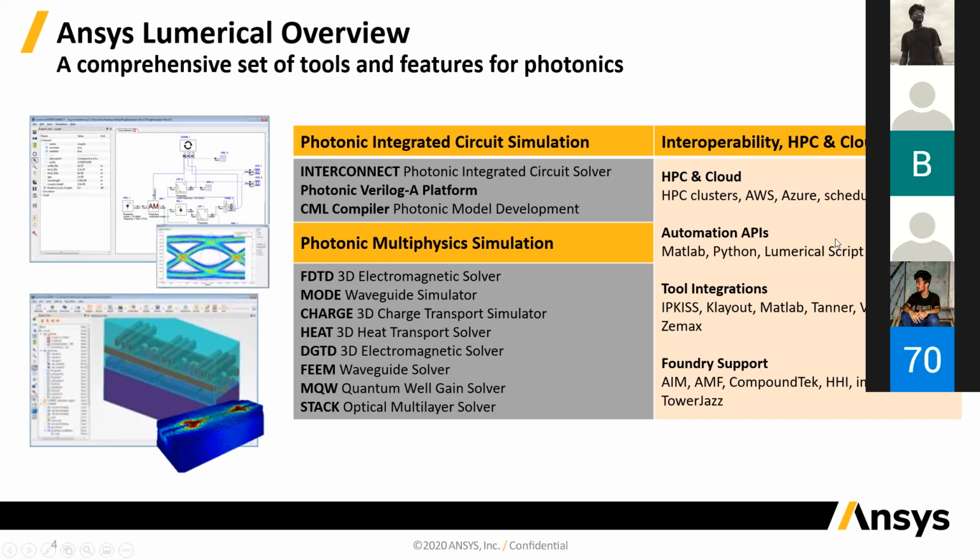The automation API is a very useful feature. It allows you to interface the Lumerical tools with MATLAB, or you can hook it up with Python, which is very popular these days. So with the Python API, you can drive all of your simulations from Python, call the solvers, run the simulation, get the results, and plot them all from Python. So this is very useful if you want to automate everything.